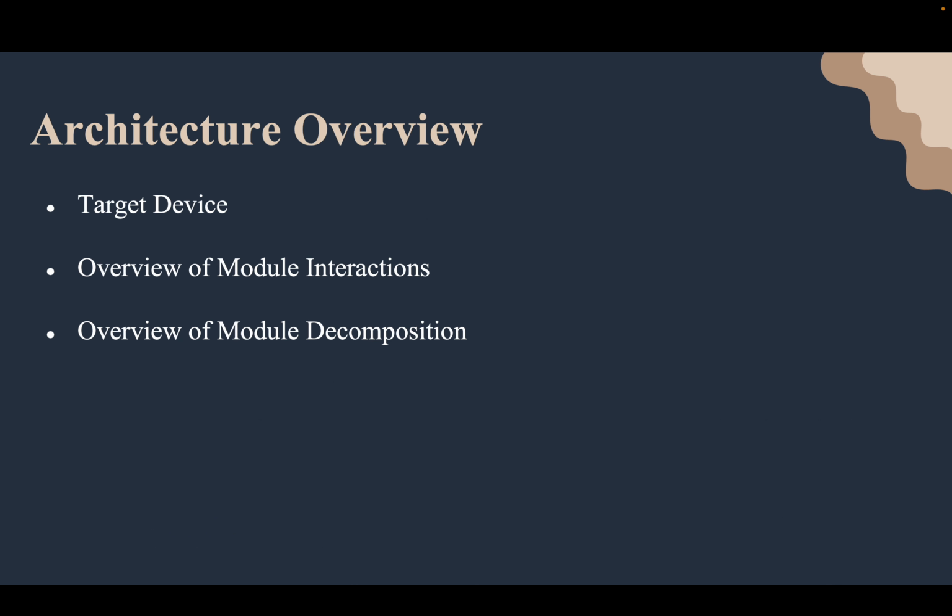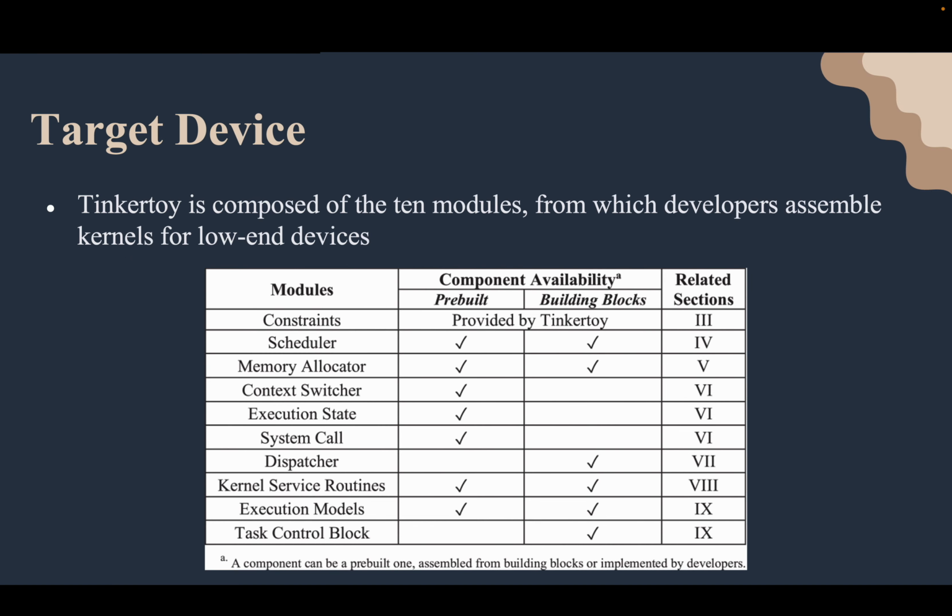In the architecture overview, it is separated into three parts: target device, overview of module interactions, and overview of module decomposition. Tinkertoy is composed of these 10 modules: constraints, scheduler, memory allocator, context switcher, execution state, system call, dispatcher, kernel service routine, execution models, and task control blocks.